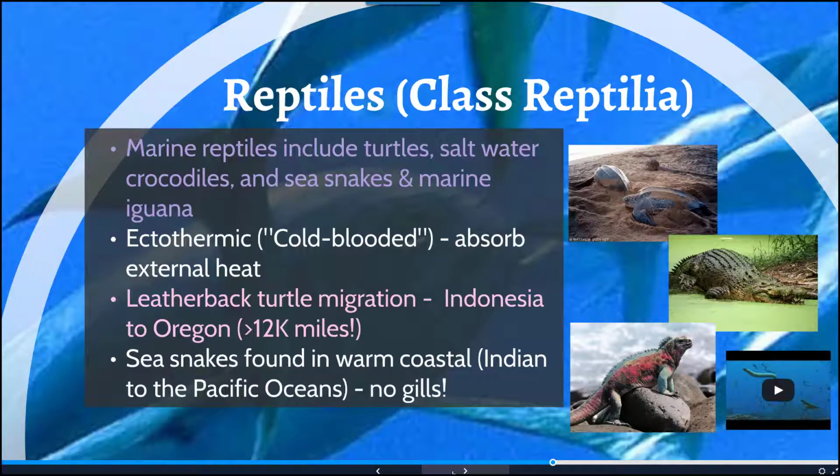These organisms are incredibly robust. For example, the leatherback turtle migrates from Indonesia all the way to Oregon, which is over 12,000 miles away. Sea snakes are found in the warm coastal waters from the Indian to the Pacific Oceans, and they have no gills. So there is a differentiating factor when it comes to reptiles in a terrestrial environment versus a marine environment. Also, they'll typically have some way of excluding salt and dealing with salt exchange with their environment.